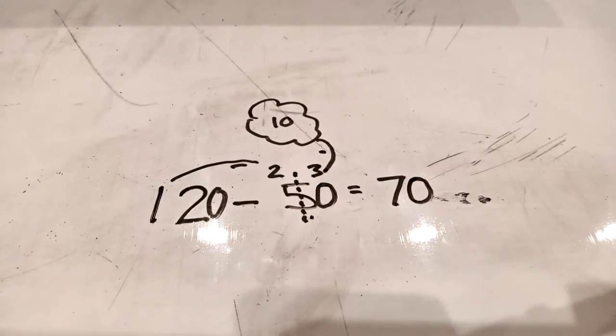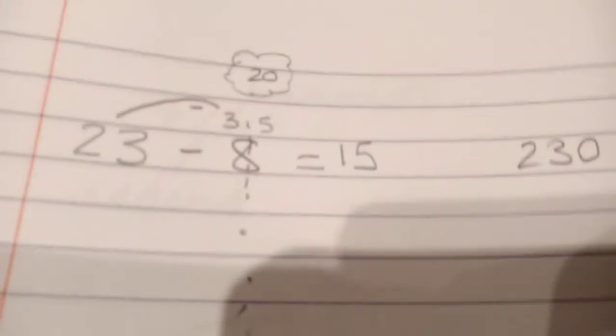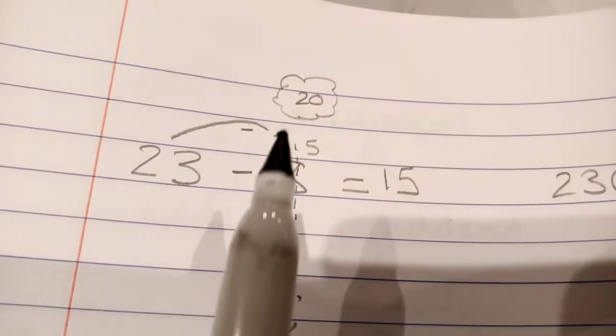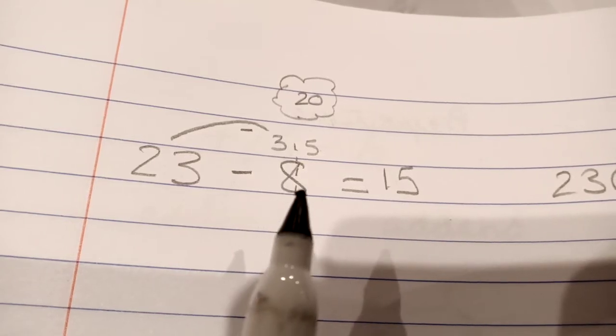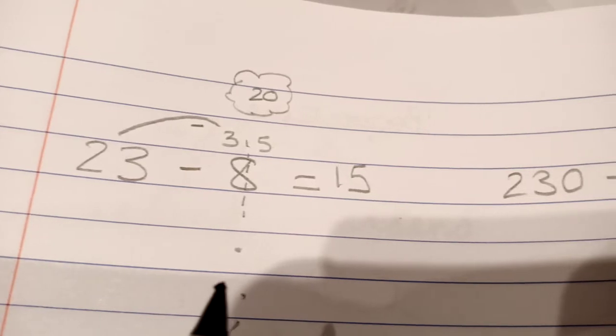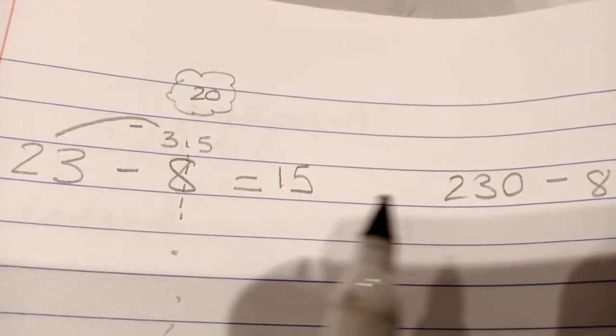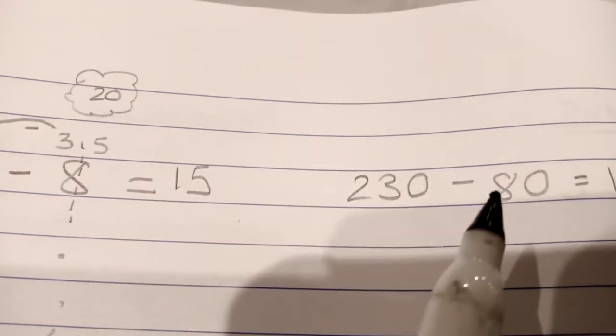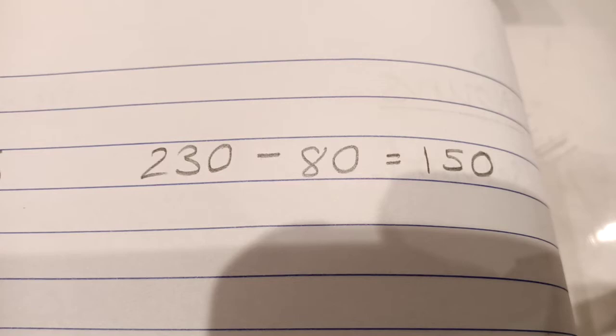Okay. When you come to record these in your books, could you set them out like that? I've done the next one. I've shown my jumps, my partitioning, my thinking space, and my answer. And I've seen that the 23 becomes 230. The 8 becomes 80, and my 15 therefore becomes 150. Okay, that's one way of doing it.